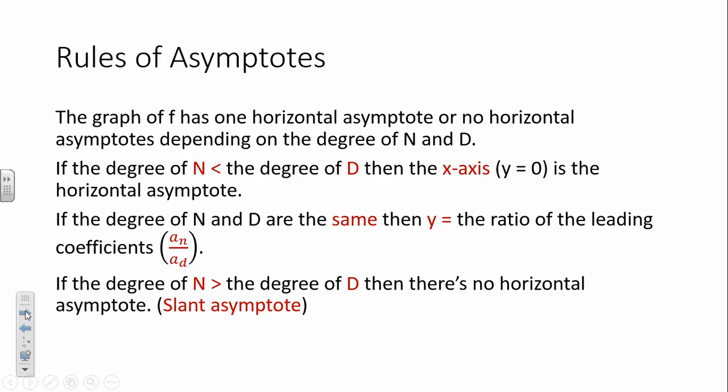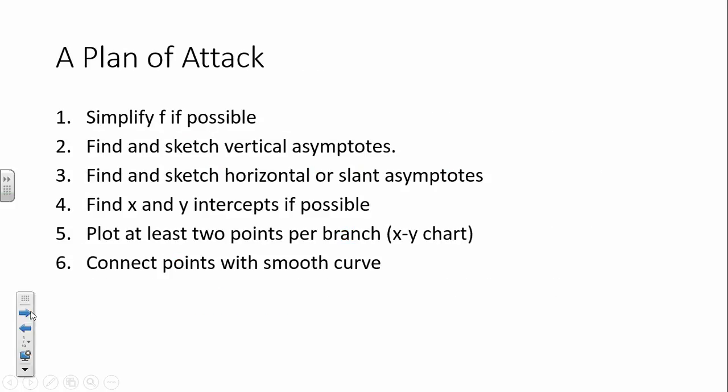All right, so plan of attack. If possible, simplify your rational function. And then we're going to find and sketch the vertical asymptotes. I always do a dashed line so I know that that's just a guideline. It's going to help me with my graphing. Then we find and sketch any horizontal or slant asymptotes.